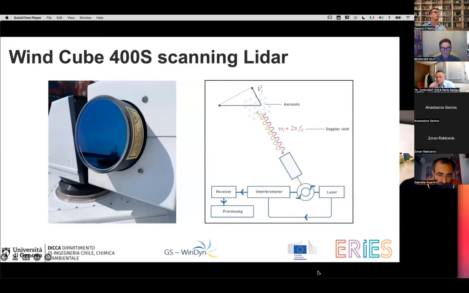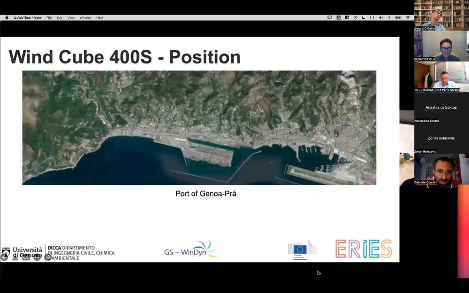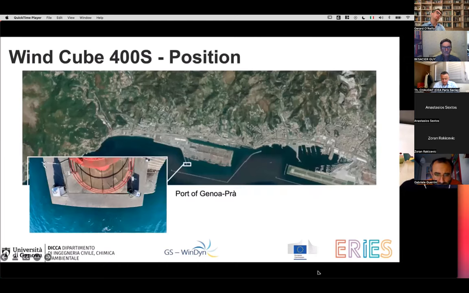The LiDAR emits from its head pulses of highly collimated light energy and measures the line of sight velocity, which is the radial velocity along the beam. It is calculated based on the principle of the Doppler shift in the frequency of the backscattered radiation. The instrument is installed in the port of Genova on a quay at 5 meters above the sea level, in a position sheltered from sea waves and located inside the restricted area managed by the Port Authority of Genova.